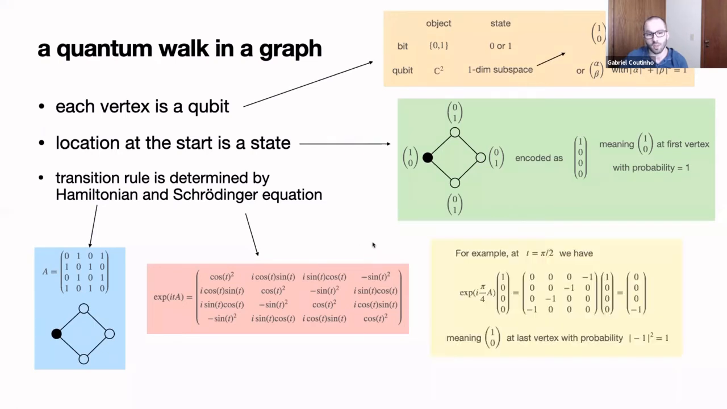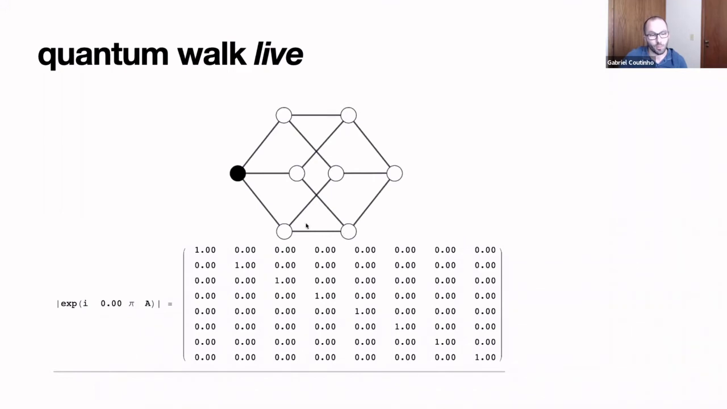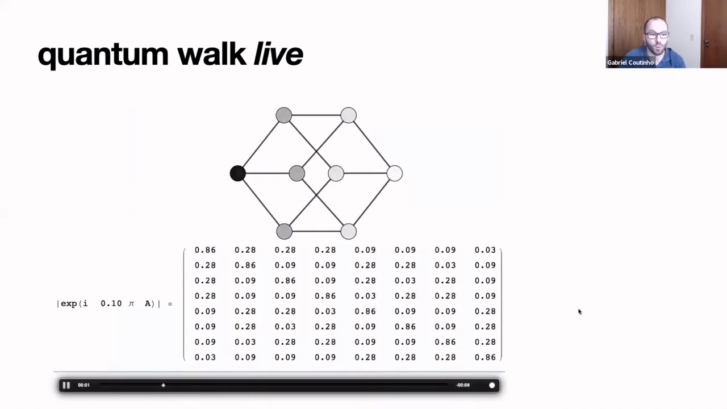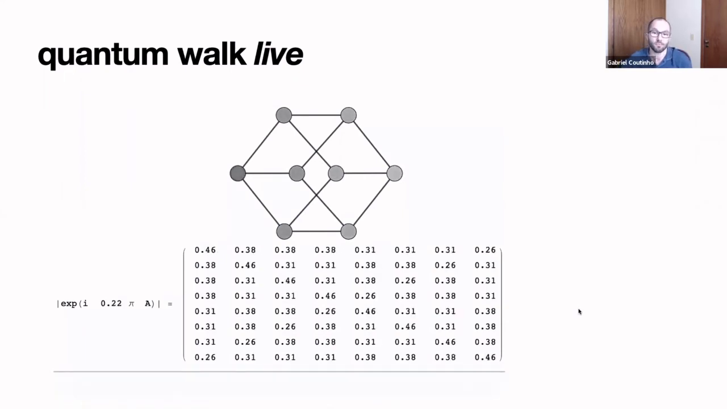Of course, many of you have already seen this movie before. I have this sort of animation. So here I have what the quantum walk looks like in this graph. This is the exponential of itA. I'm putting the absolute values of each entry. Otherwise, I would have a bunch of complex numbers and i's here, and you wouldn't understand anything. And then if you let your quantum walk run, that's what it looks like.